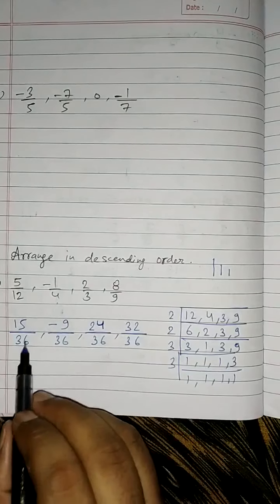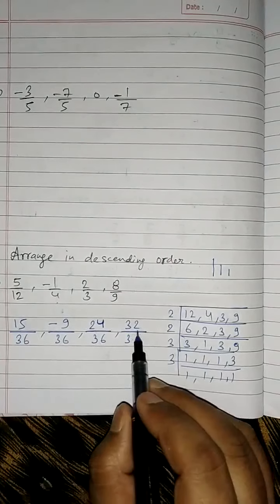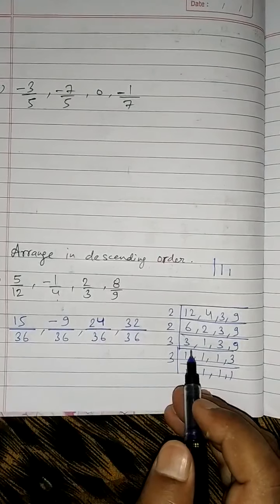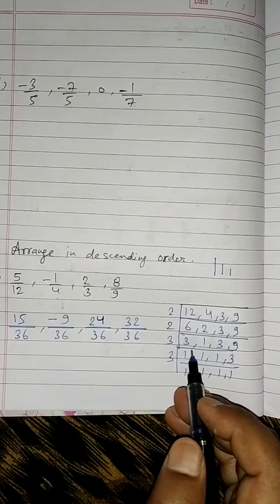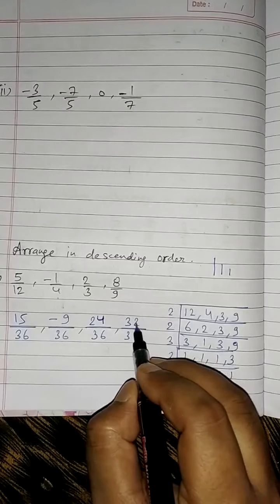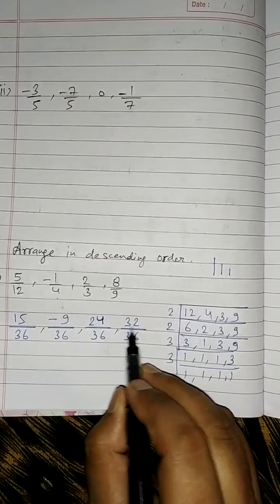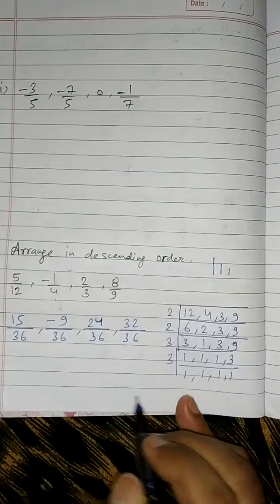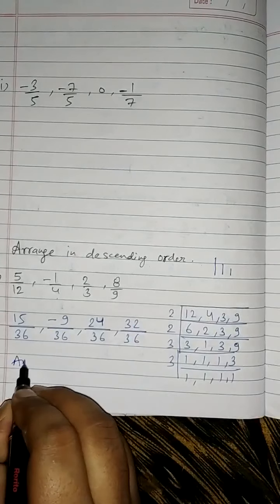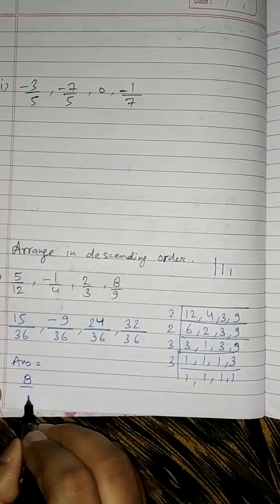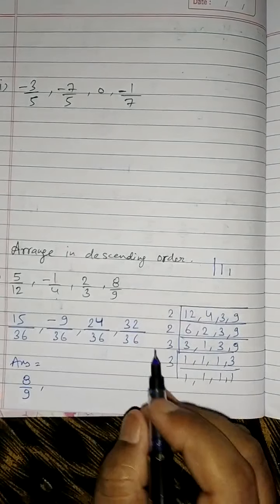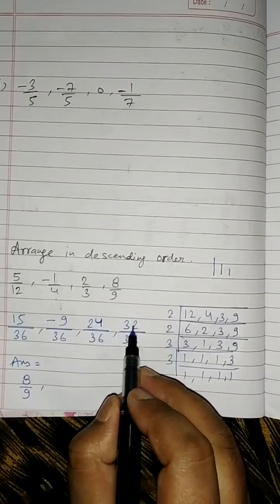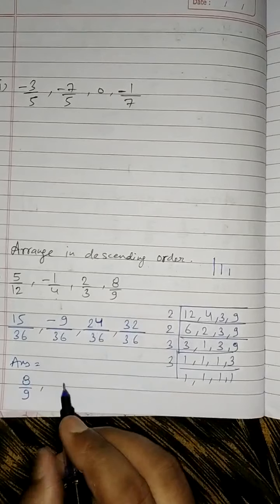Among 15, minus 9, 24 and 32, the largest number is 32. 32 upon 36 represents 8 upon 9. So 8 upon 9 will be first, and below 32 we have 24.